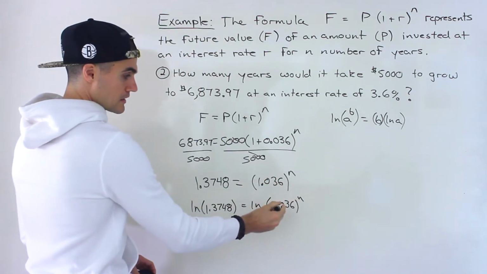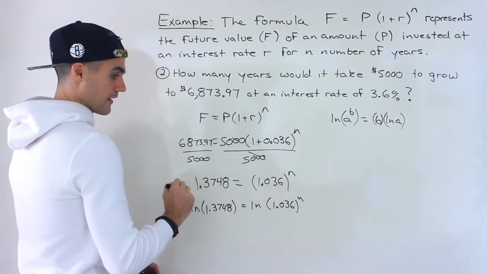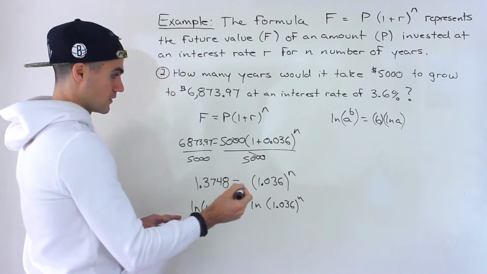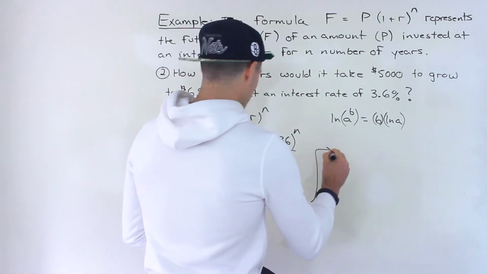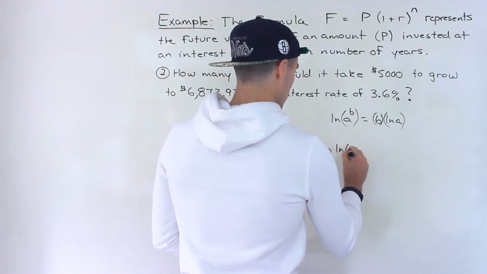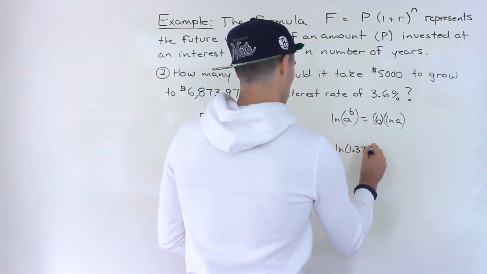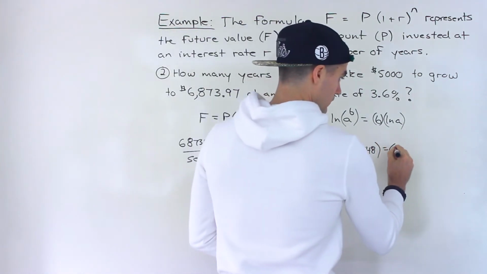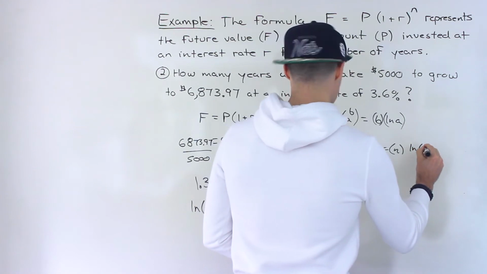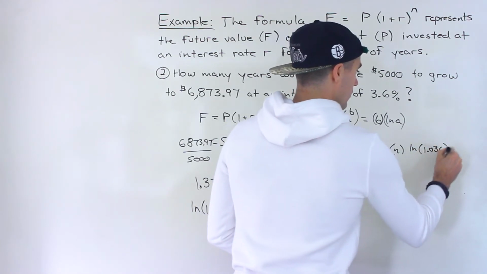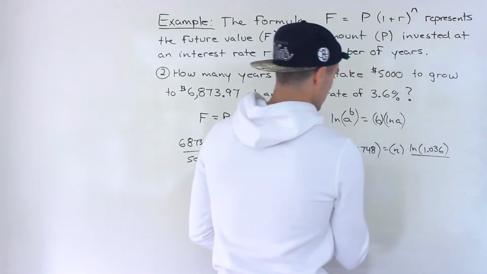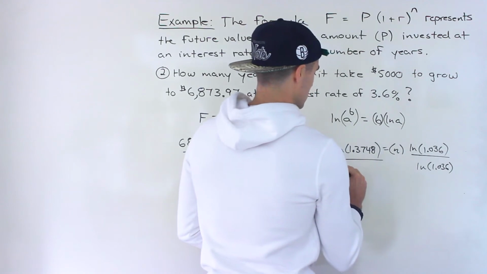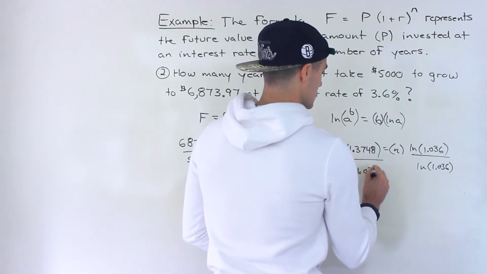And so we're lnning this, so what we can do now is we can bring the n down. Right? Ln is the same as log. And so what would happen is we'd end up with ln of 1.3748 equals, we bring the n down, times ln of 1.036, like that. And then we can divide both sides by ln of 1.036. Divide this by ln of 1.036.